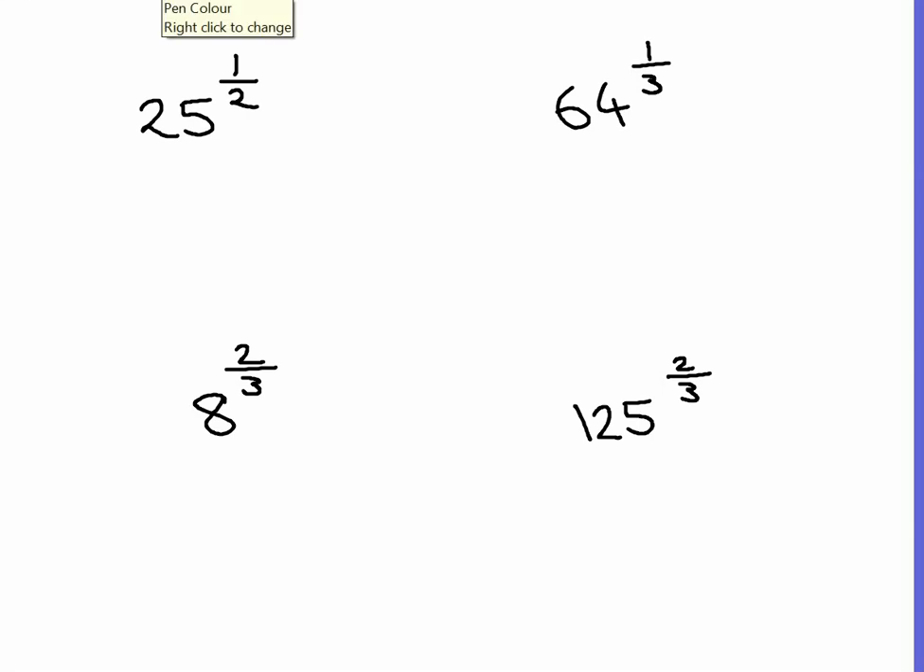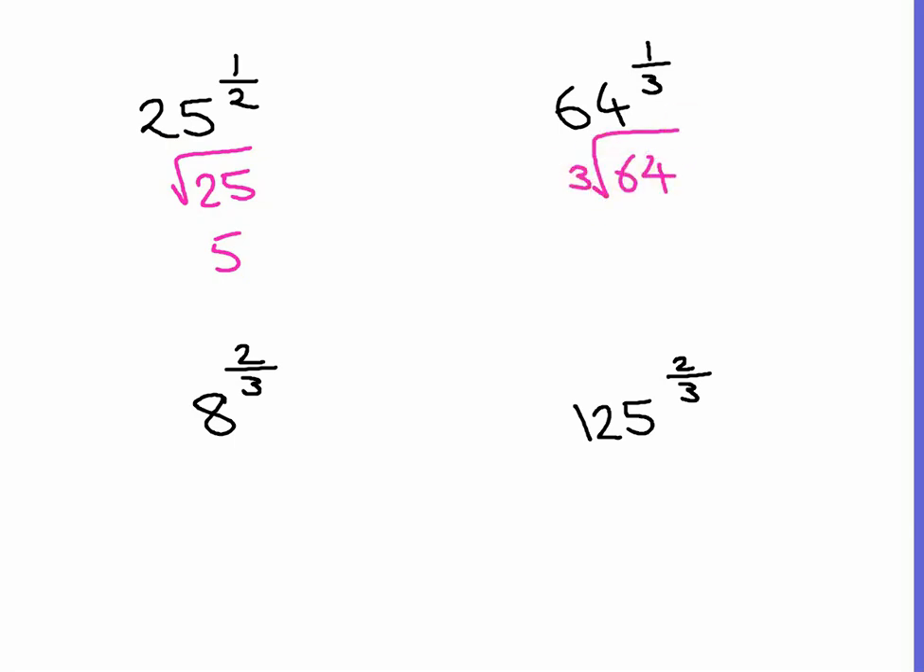So it's easy to remember to power of a half means square root, so that is square root of 25, which is 5. Now you could be writing plus or minus 5, but with indices we're only really interested in the positive value. So to the power of a third, that means cube root.